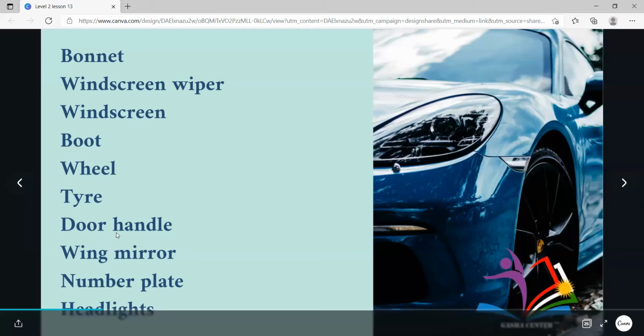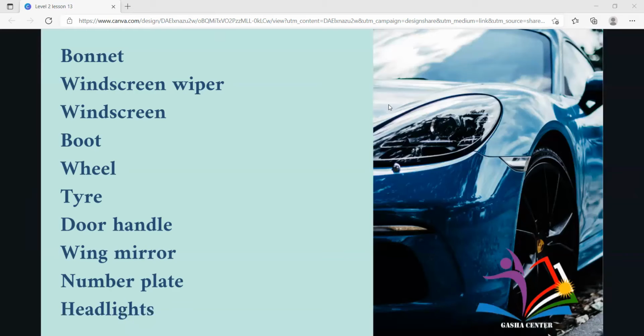And door handle, you know what's a door handle? Every car has a door handle. The handle where you can rest your arm, it switches the door. And wing mirror, what's a wing mirror? Do you know it? Yes, can you tell us? It is a mirror that we use to see back in the car and around the car. Yes, that's it. This is the wing mirror. And number plate. This is the vehicle registration. It registers the numbers in front of you.